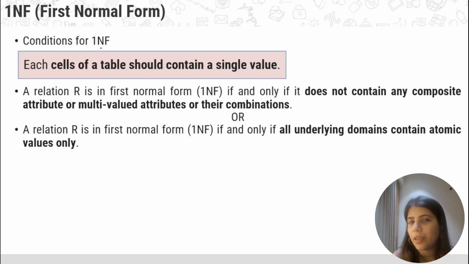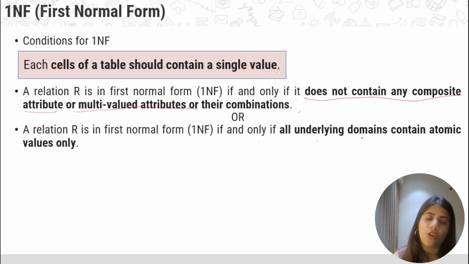So the conditions for a table to be in first normal form are that each cell of the table should contain a single value. It cannot have multi-values. A relation R is in the first normal form if and only if it does not contain any composite attribute or multi-valued attributes or their combination. So this is a very important rule, no composite attributes or no multi-valued attributes. A relation R is in first normal form if and only if all underlying domains contain atomic values. This again says the same thing, that each cell will have only a single value in it.